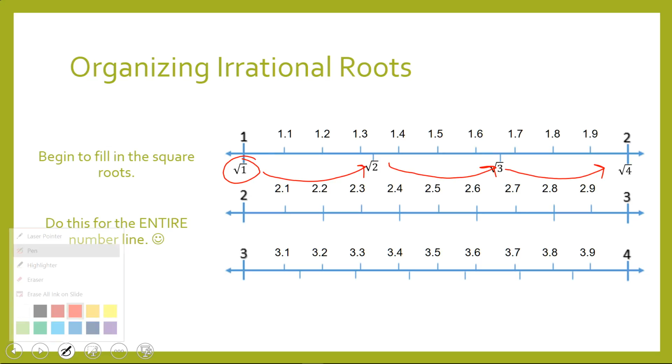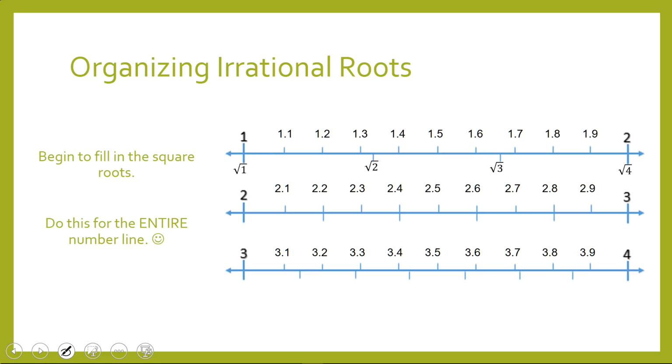Now, when we go down here, we can do the same thing. Okay, the 2 is the square root of 4. And then we just fill in the numbers up. So square root of 5, 6, 7, 8, and 9. This is where we know that we've done it right because the square root of 9 is 3. So that's perfect. And then we do the same thing on the next one.